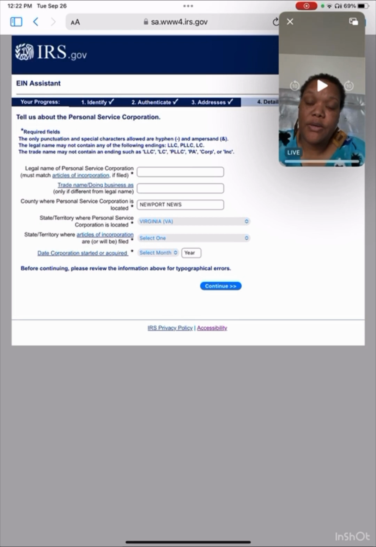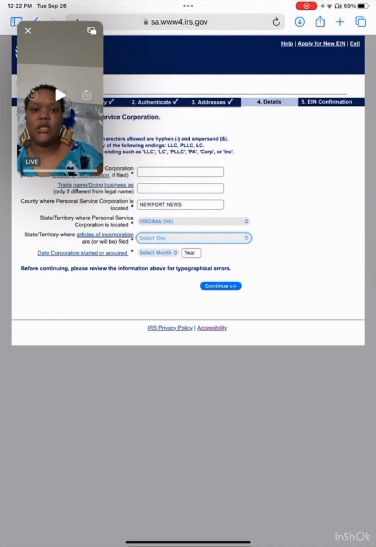Now, the next part of this would be tell us about the personal service corporation. You will, of course, have to put the name there. It will have to match the article. If there is a trade name, also known as doing business as name, you would list that in there. And then the city, I put a city and a state in here. And basically, that's how you would move forward to the next step.